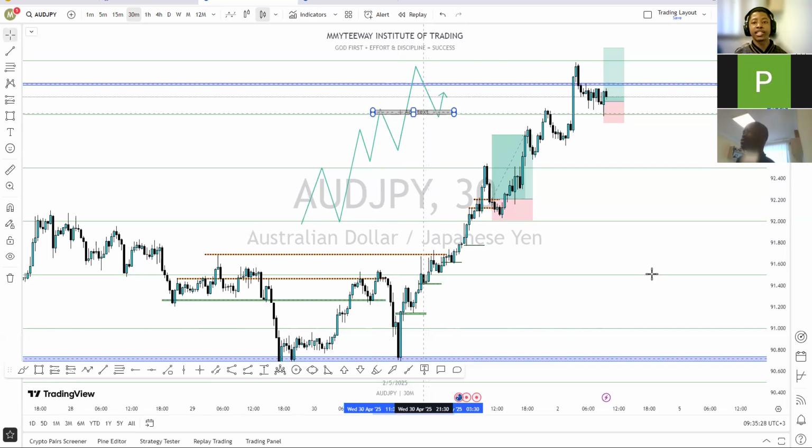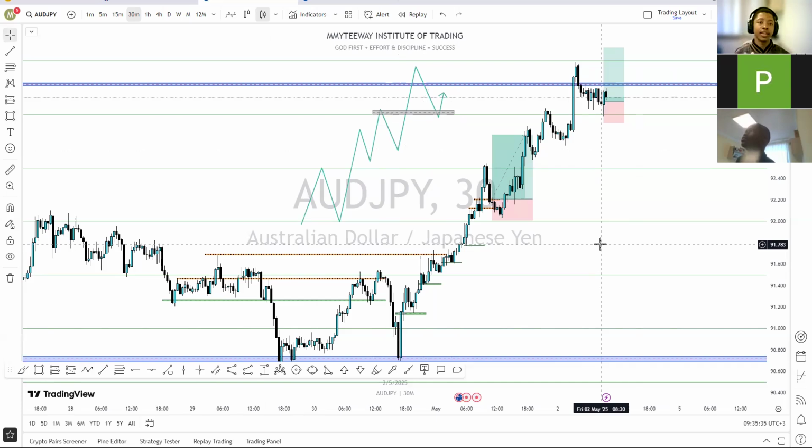A break and retest structure, right? I just drew the chart as it is. I just traced it as it is, and then just moved it aside. So this is what we are having, right?